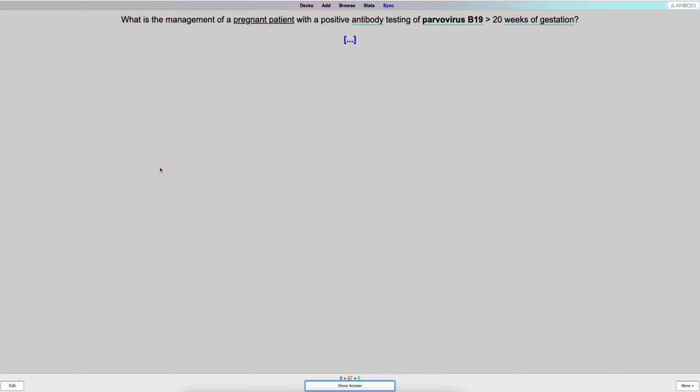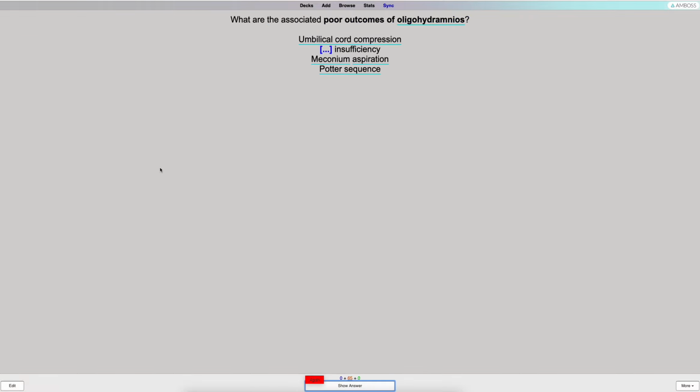A pregnant patient with positive antibody testing for parvovirus at 20 weeks. The mini pill is composed of norgestrel, norethindrone. Poor outcomes of growth restriction are due to placental insufficiency.